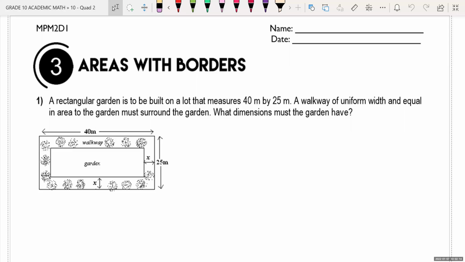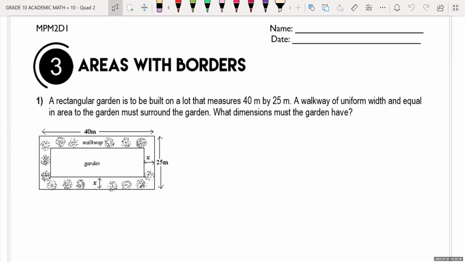All right, you guys, so we're learning our third and final type of word problem, and it is called areas with border questions. We saved the best for last. I think these are maybe the more challenging questions to do just because you have to visualize two different things that are taking place. But once you learn how to do one of them, the rest are pretty similar.